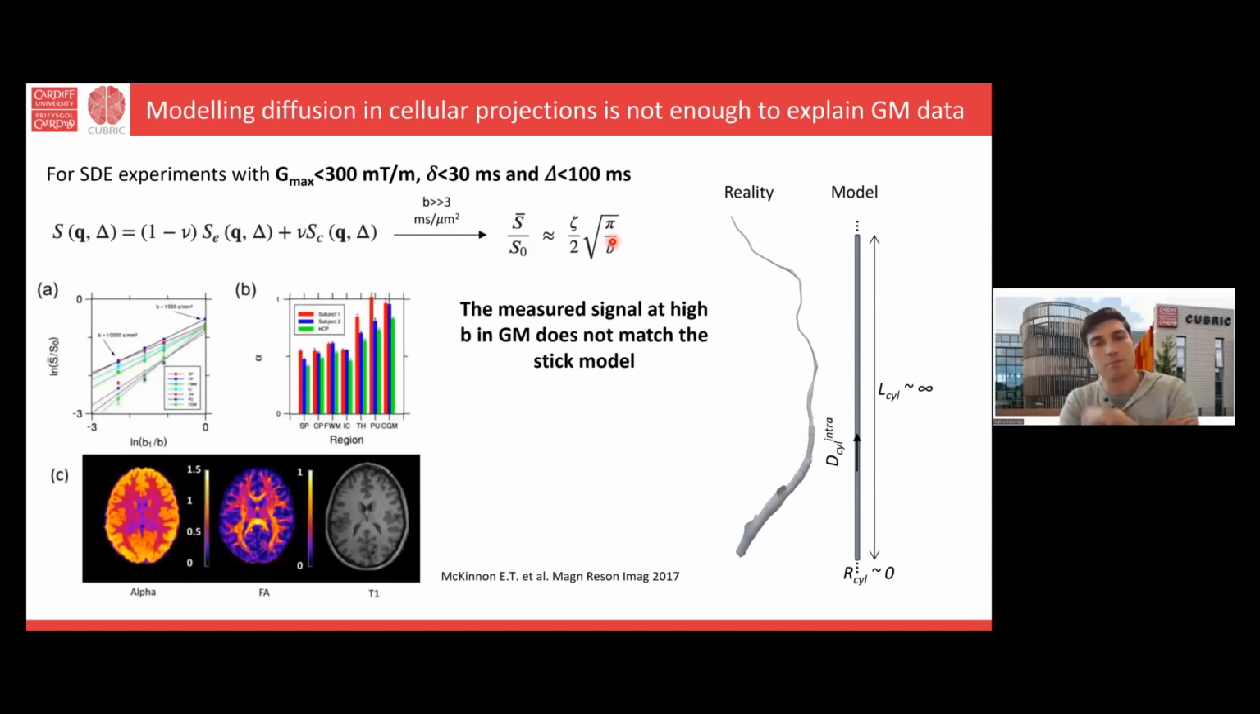What happened when people have done this, especially in the human, is that this is not always the case. It is very much the case in the white matter, where if you push the B value, you reach this regime where the signal scales like 1 over square root of B. But in the gray matter, you break this functional form. This was already shown in 2017 and has been replicated in multiple studies. Now, the question is why? Does this mean that the stick assumption is wrong? Or does this mean that we are missing something else in our model for the gray matter?